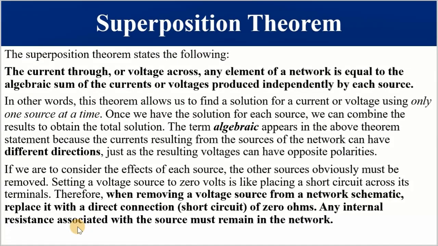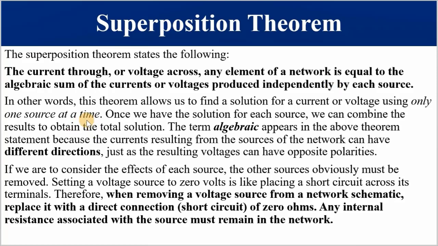Superposition theorem states that the current through or voltage across any element of a network is equal to the algebraic sum of the currents or voltages produced independently by each source. Guys, one of the objectives says you must be able to state the superposition theorem, and this is it. The current through or the voltage across any element of a network is equal to the algebraic sum of the currents or voltages produced independently by each source. This statement shows that each source is analyzed independently. That is, we consider the effect of each source independently of the other sources.